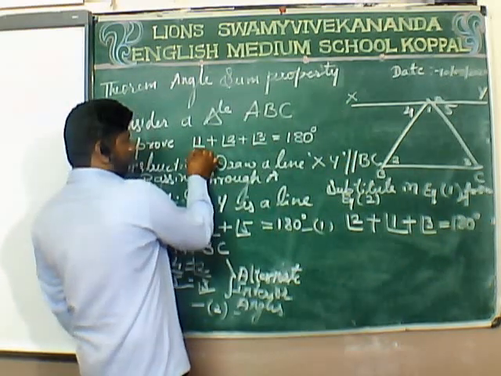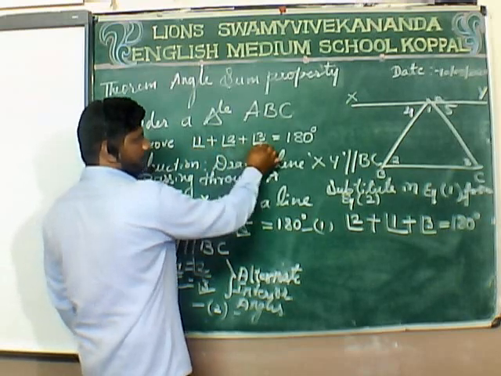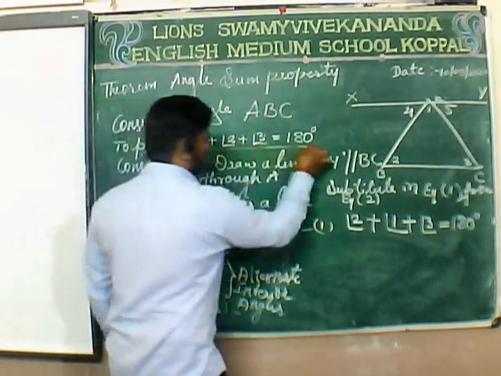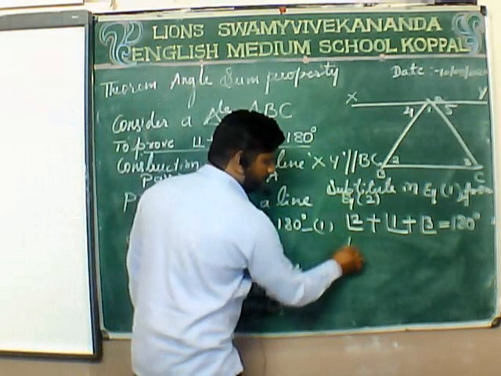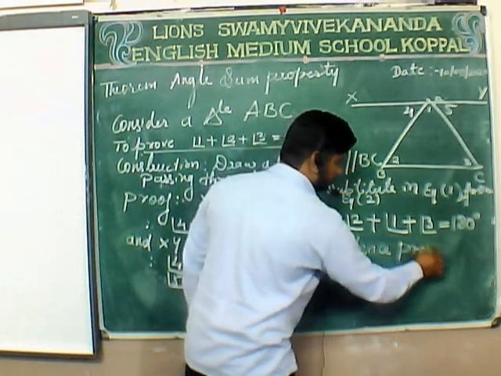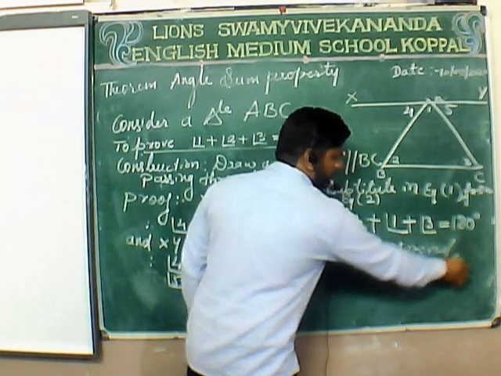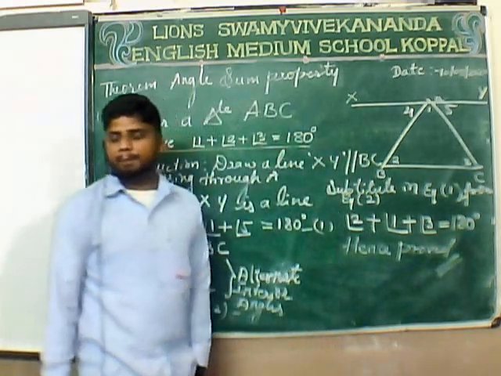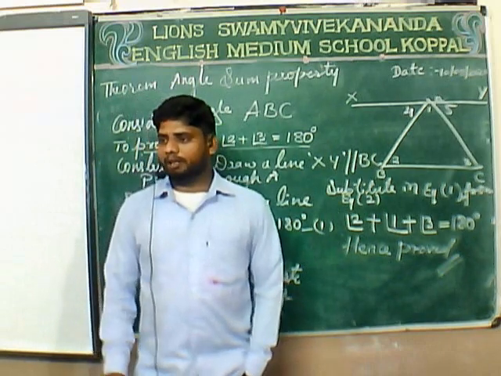So see here, angle 1 plus angle 2 plus angle 3 is equals to 180 degree, that we have to prove, and hence we have proved it here. Hence proved. So this completes your angle sum property theorem.